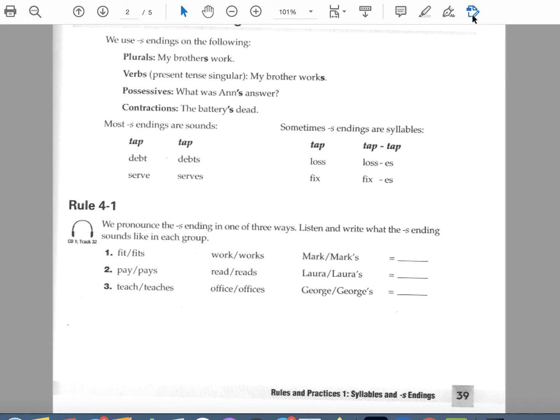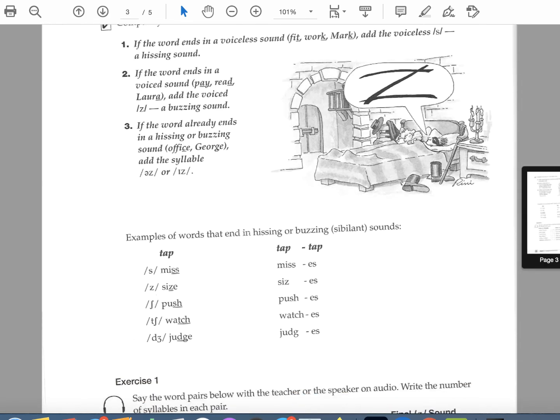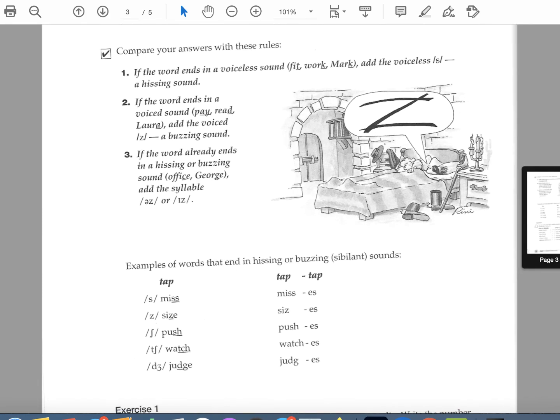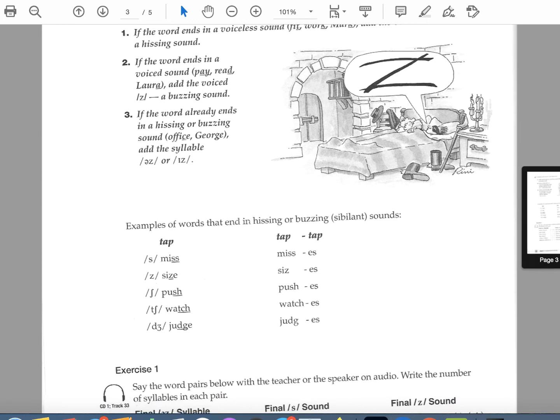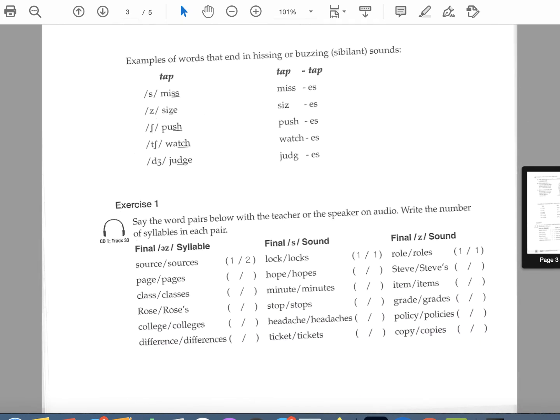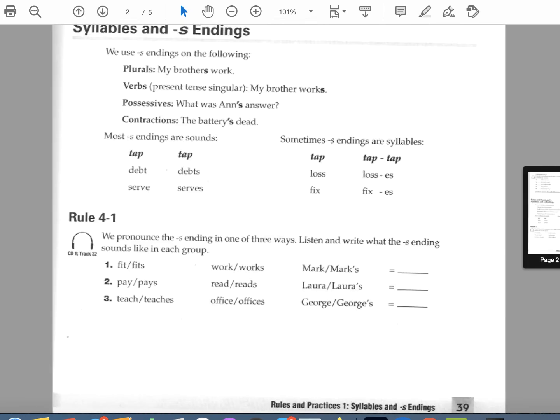And let's look at the next one here. Teaches, offices, George's. So you either heard z or is. Okay? Let's take a look at the rule. So we'll see it in the next part of this. I'll bring it down. So let's take a look at our rule. And if you're following along, we are on page 40.